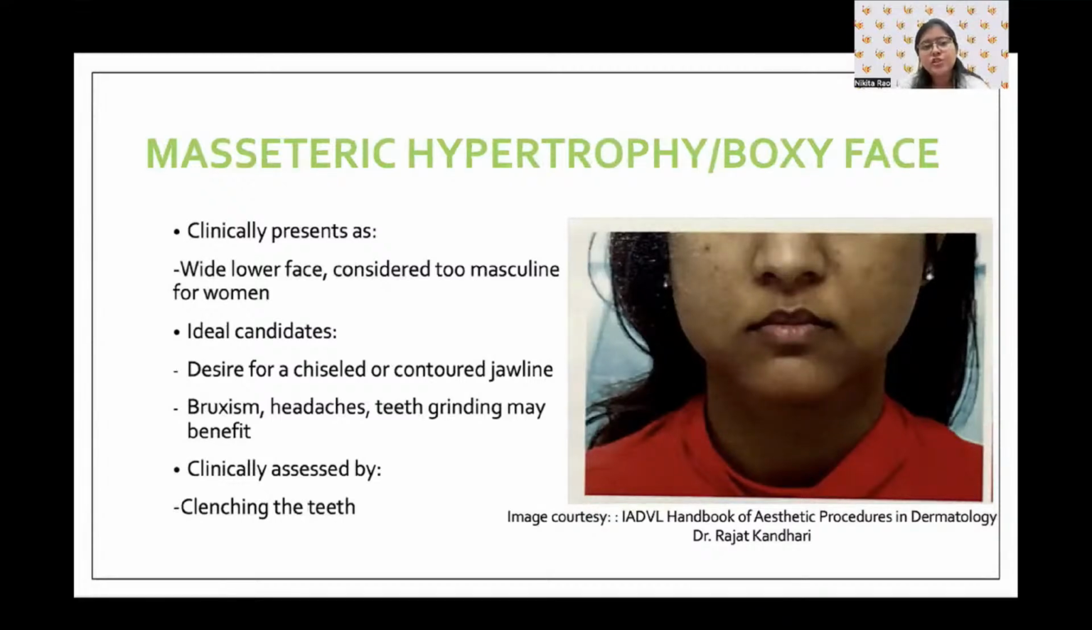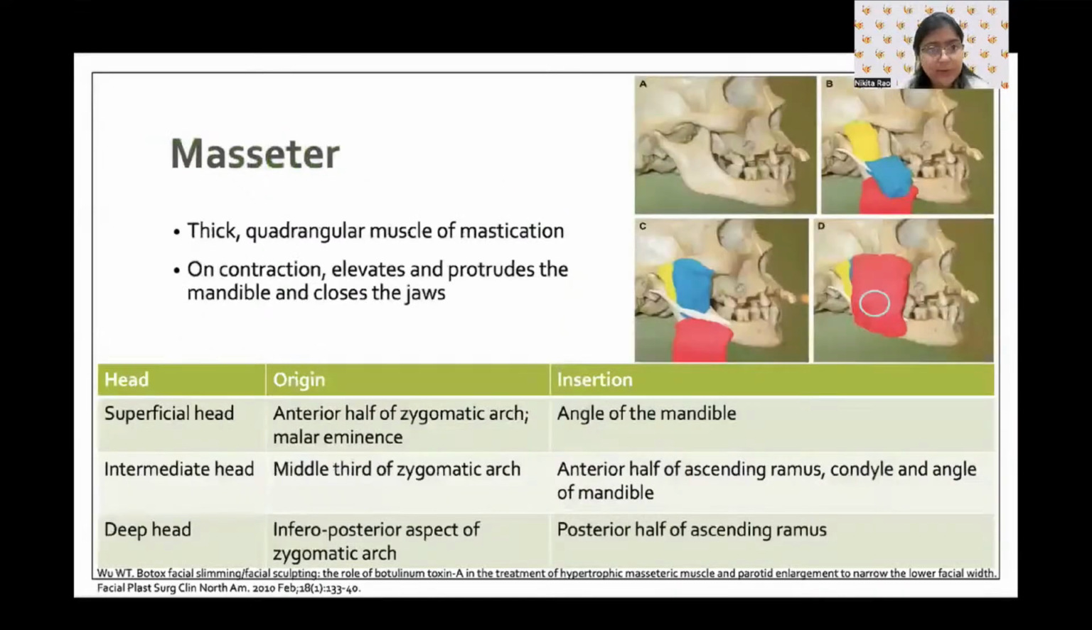Patients can also present with headaches and teeth grinding. It is clinically assessed by asking the patient to clench the teeth.